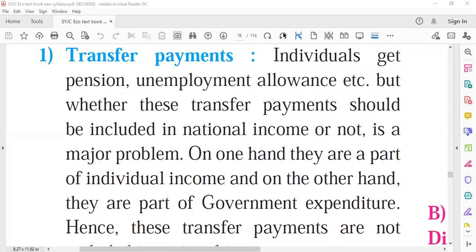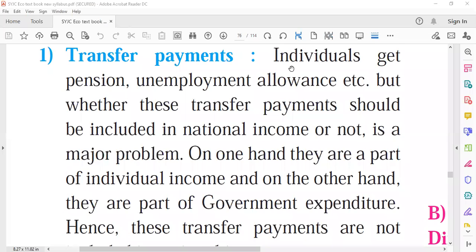Now, this income is received by these people without making any contribution to the production. So, therefore, there is a question whether this income should be included or not, even though it is a part of the current consumption expenditure of these people. This income is not included into the national income.